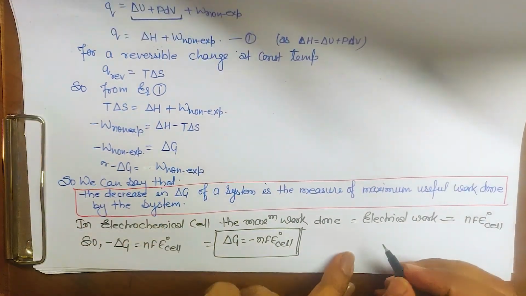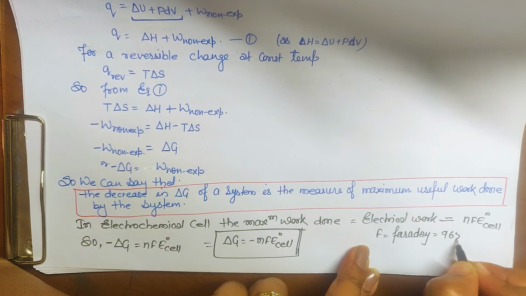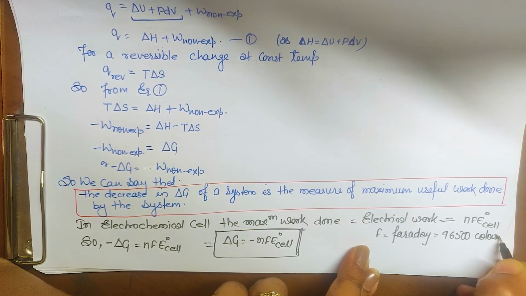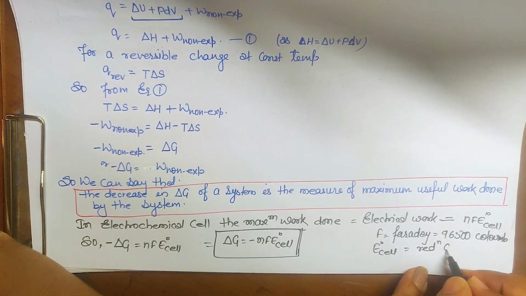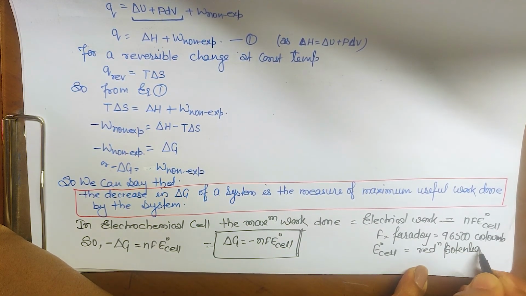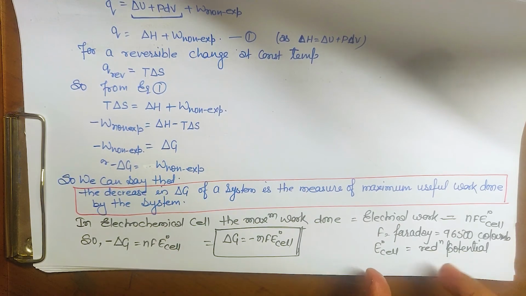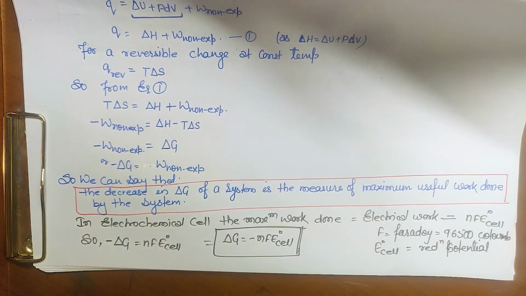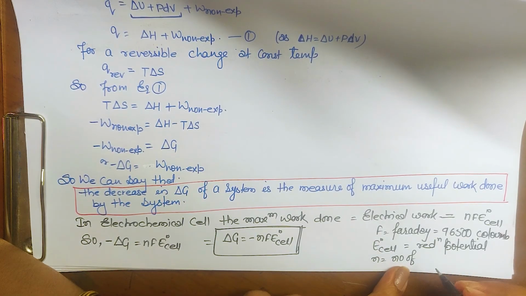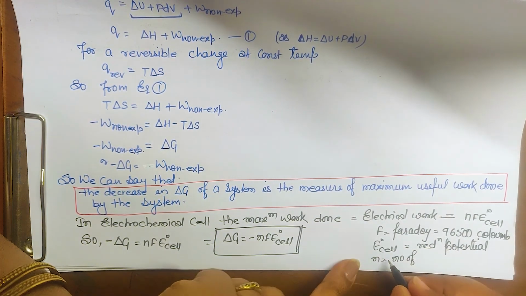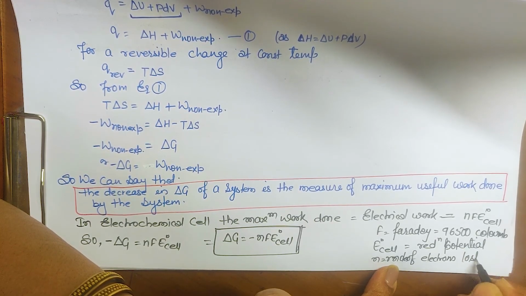Out of this, what is this? F is Faraday, and the value of Faraday is 96500 coulomb. That you have to learn. E0 cell is the reduction potential, and its value will be given to you. What this reduction potential is you will better understand in class 12th electrochemistry, so leave it for now. Just learn this: E0 cell is called reduction potential, and if asked in the question it will be given to you. And n is equal to the number of moles of electrons lost or gained, which are involved in the reaction.